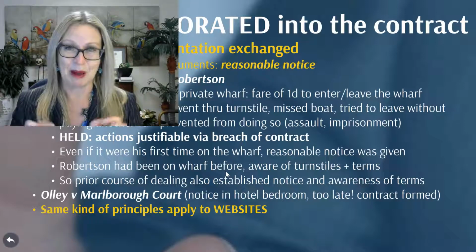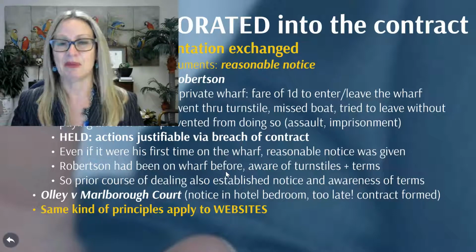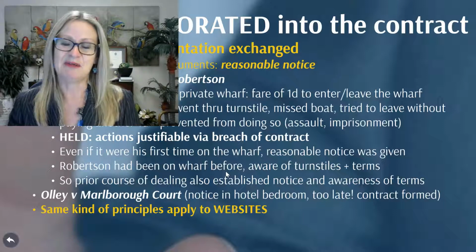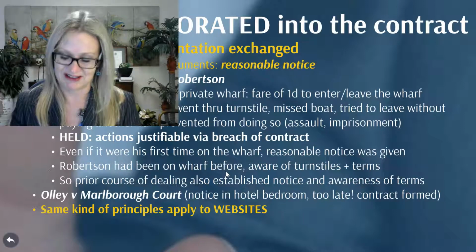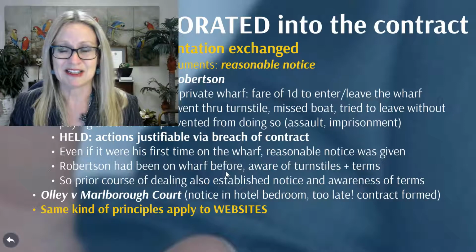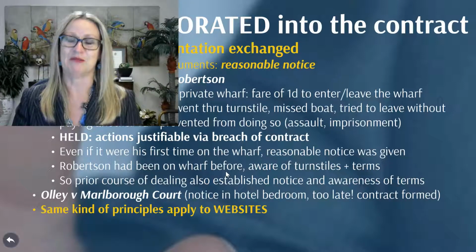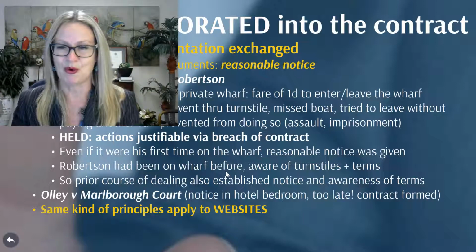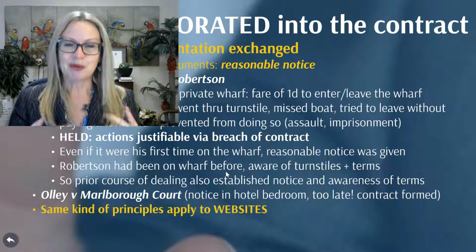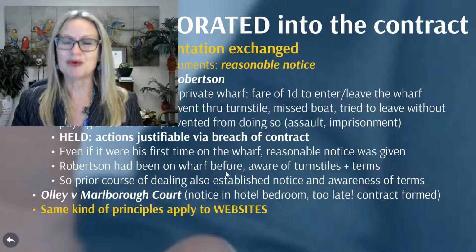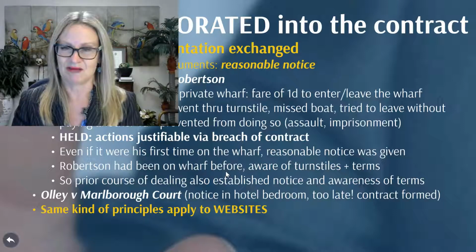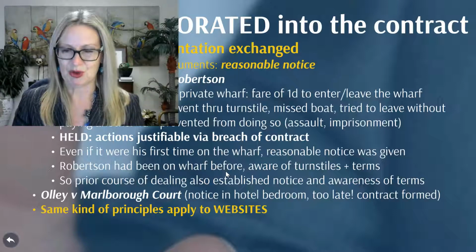And the thing about Mr. Robertson, though, is that he had been on the wharf before. He did know about the notice. He was aware of the turnstile and the terms. He just didn't want to pay his penny to get off the wharf. He was pretty ticked off about having missed his boat, and he didn't want to then, on top of all that, have to pay another penny to get off the wharf. So the prior course of dealing also established that he'd had reasonable notice of the contents of this particular sign and the terms that were on the sign.